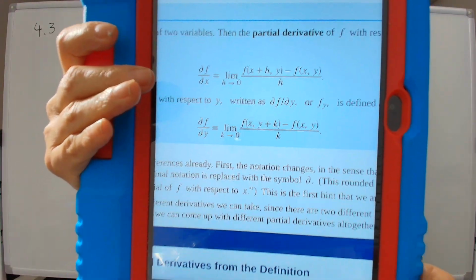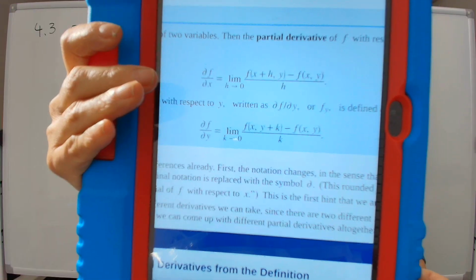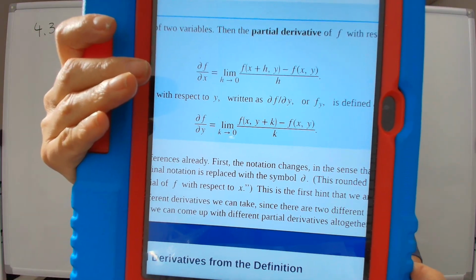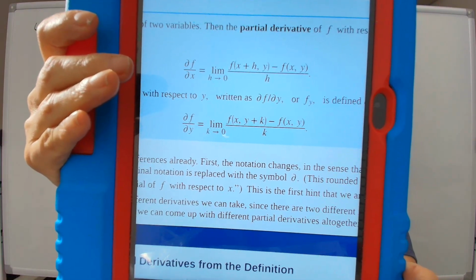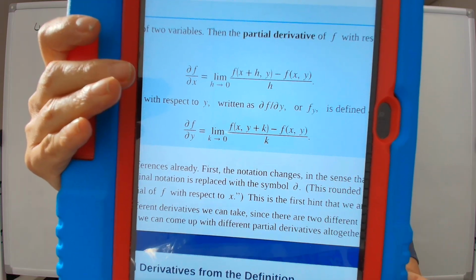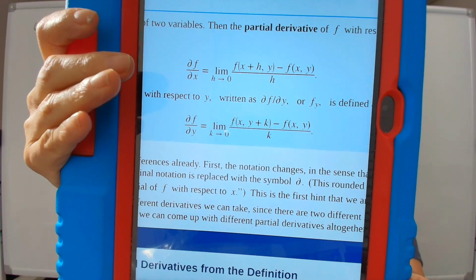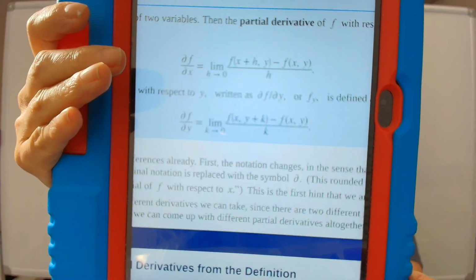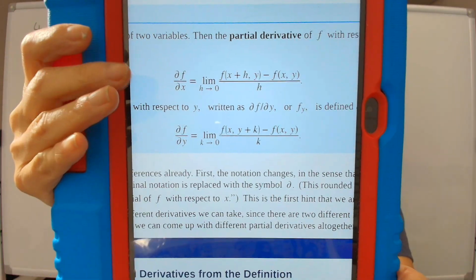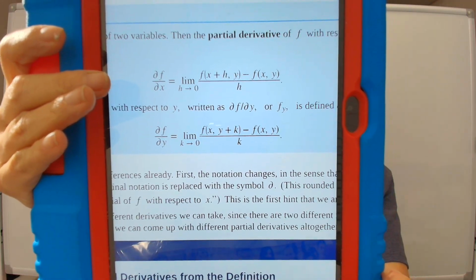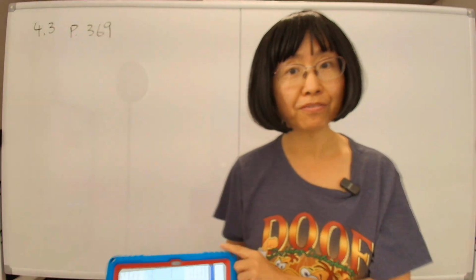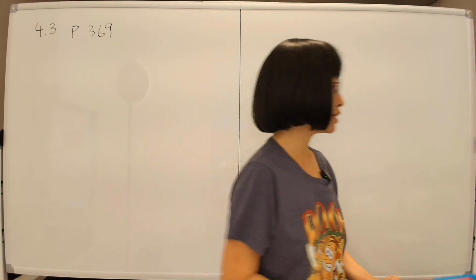What is that? It's the limit as h approaches 0 of f of x plus h and y minus f of x and y over h. Now what is that? That is exactly the derivative of f of x if you ignore y, because y isn't changing. Y is just along for the ride. So it's simply the derivative of x, the same derivative we've been doing all along.